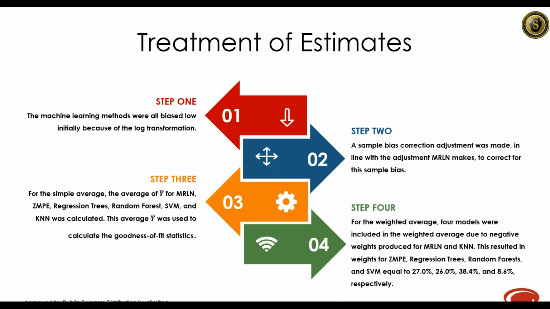And a sample bias correction adjustment was made in line with what is done when calculating estimates using Merlin to correct for this. The simple average was calculated for Merlin, Zimpi, regression trees, random forest, k-nearest neighbor, and support vector machines. So all of the methods were used to calculate the simple average, and the goodness of fit statistics were calculated for those. For the weighted average, we included 4 out of the 6 methods due to some negative weights being produced from Merlin and k-nearest neighbor. So this resulted in us just using Zimpi, regression trees, random forest, and support vector machines for the weighted average.